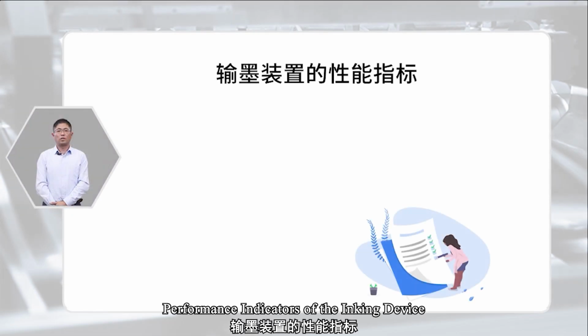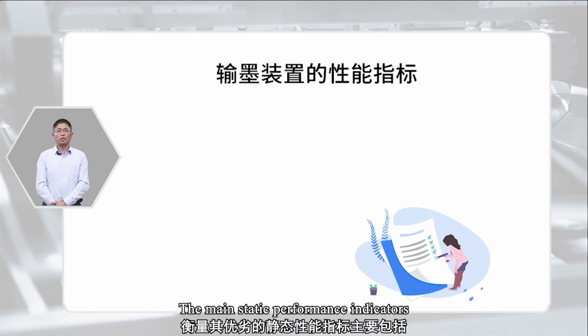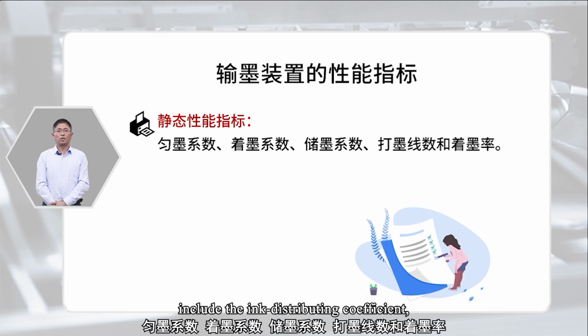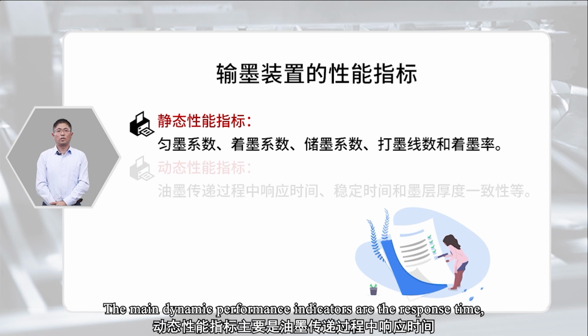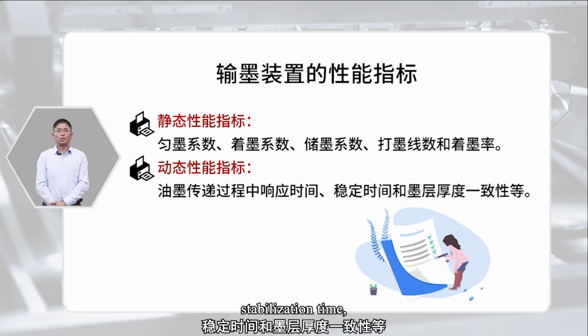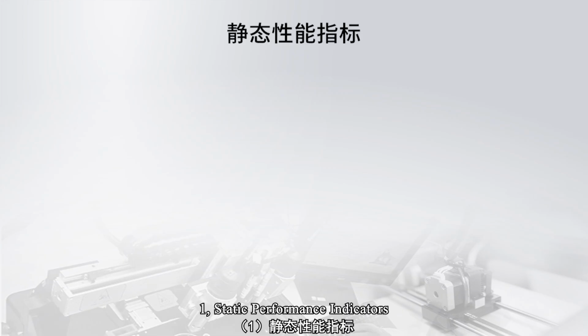Performance indicators of the inking device. The performance of the inking device includes static performance and dynamic performance. The main static performance indicators for evaluating its advantages and disadvantages include the ink distributing coefficient, ink applying coefficient, ink storage coefficient, number of ink transfer lines, and ink applying rate. The main dynamic performance indicators are the response time, stabilization time, and consistency of ink film thickness during the ink transfer process. First, static performance indicators.